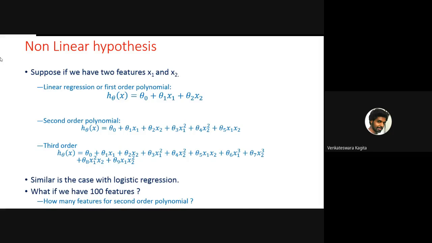So if you want to learn the nonlinear model, you will have a lot of parameters. That is what I am trying to say. So if you have a third order polynomial, you see you have 10 parameters, theta naught to theta 9, isn't it? With two variables, with two input features. Imagine you have 100 features and you want to learn the second order polynomial. How many features would you have? It would be around 17,000 features and 17,000 parameters you will have to learn.